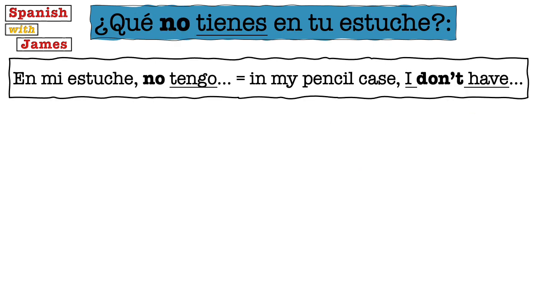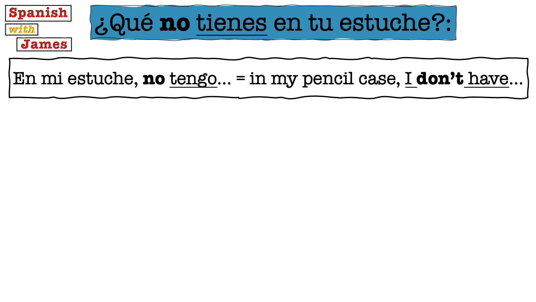Now, before we continue with the plural nouns, I just want us to think about what we don't have. In Spanish, it's really easy to change an affirmative statement, something that's positive, into a negative or a negation. So the question ¿qué tienes en tu estuche? just becomes ¿qué no tienes en tu estuche? What don't you have in your pencil case?